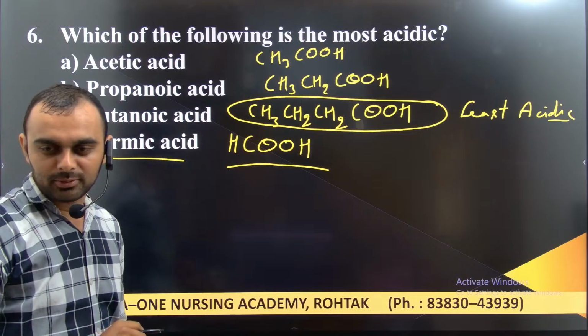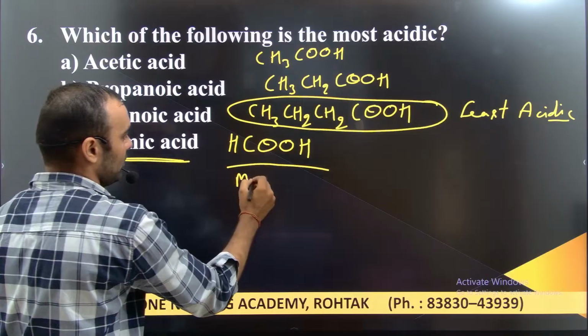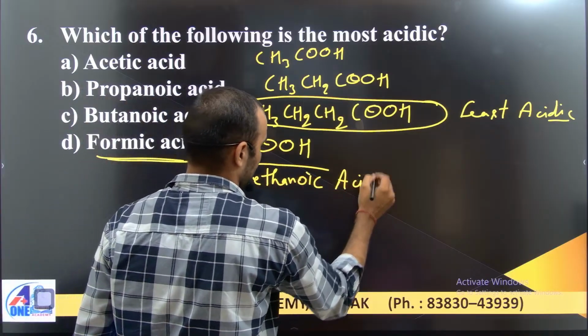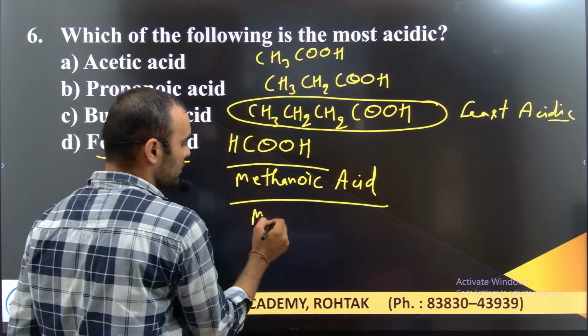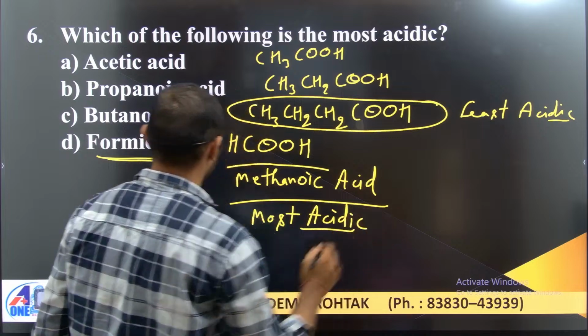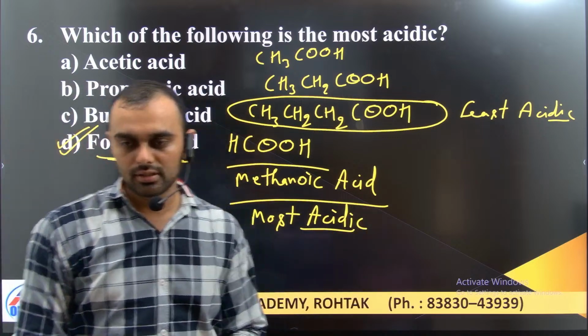Okay, good afternoon beta. Okay, so formic acid, or you can say methanoic acid, is the most acidic compound. So option D is the right choice. So this is the right choice.